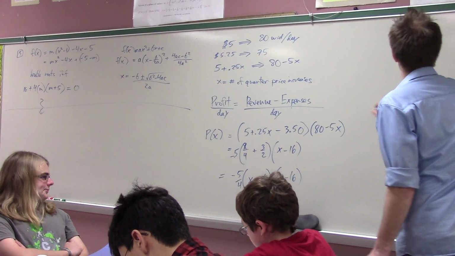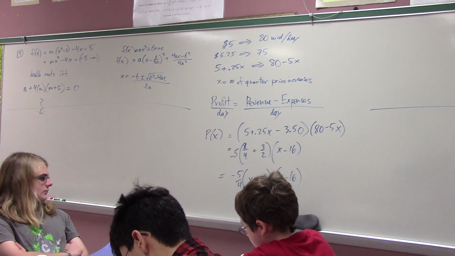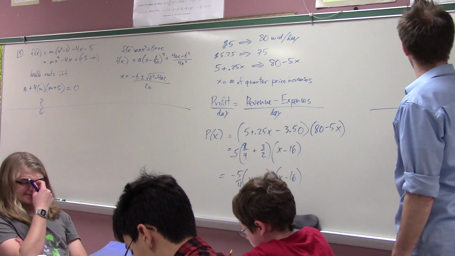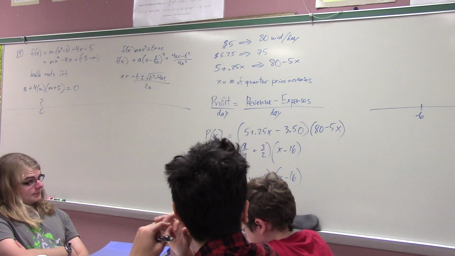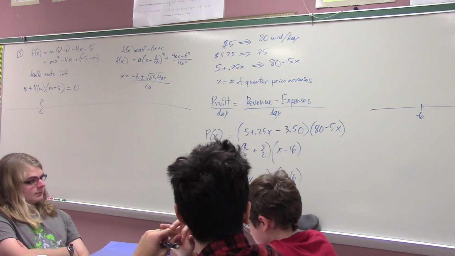Okay, what does it look like? It looks like this. There's a root over here at -6, and there's a root over here at 16. This is actually a very interesting problem because, okay, well, it's an upside down quadratic.